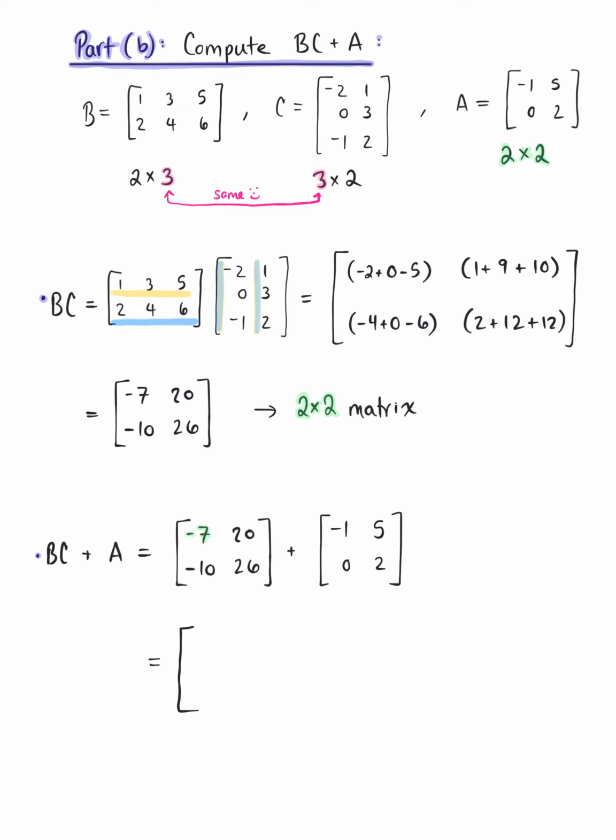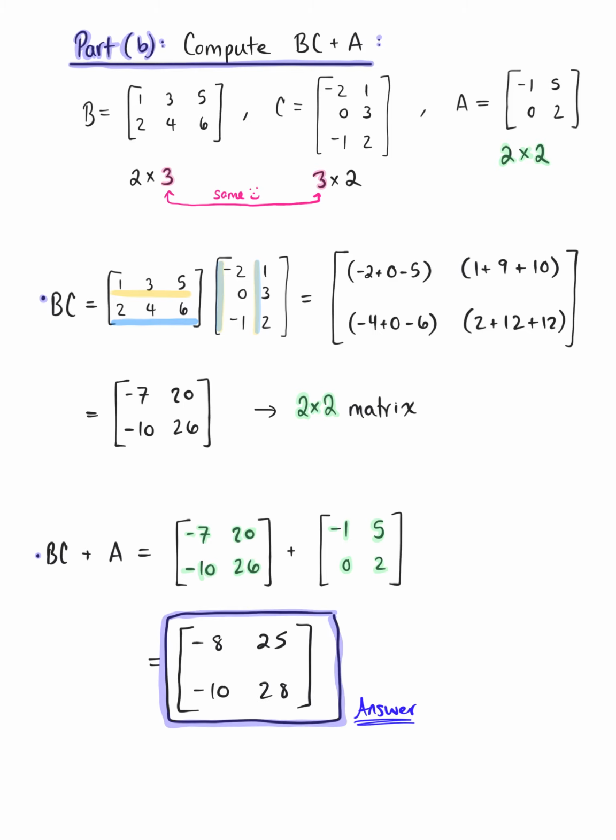So we have -7 minus 1 gives us -8. 20 plus 5 gives us 25. -10 plus 0 is -10. And 26 plus 2 is 28. Making this our final answer.